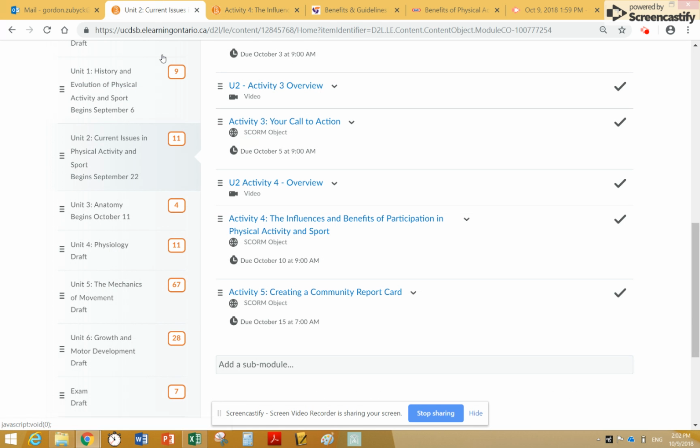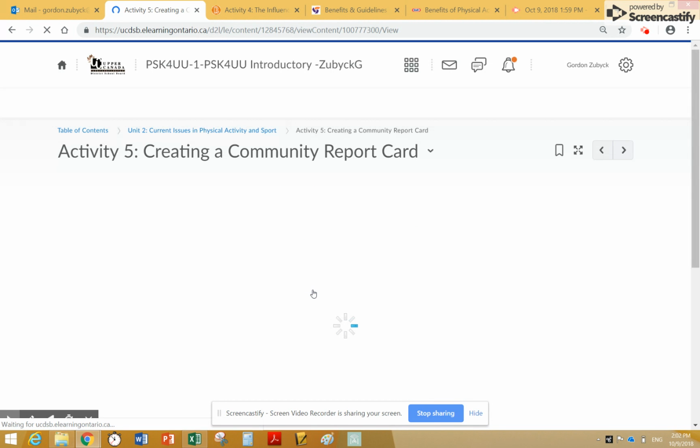So moving on now to Unit 2, Activity 5. This is creating a community report card. What this is going to do is take the participation report, the 2018 report card that they did on Canada in terms of how Canada's doing in terms of the 4 categories that they look at. So that's going to be the idea here. And this is one of your culminating activities as well.